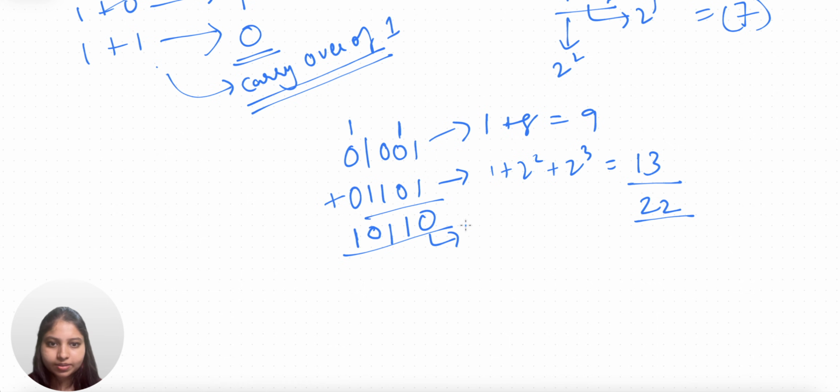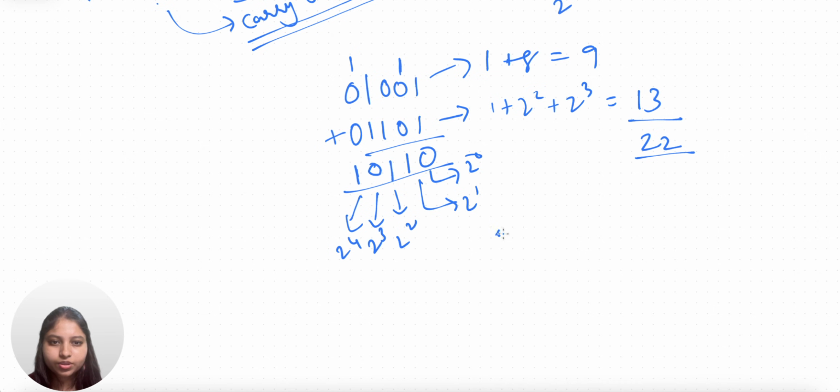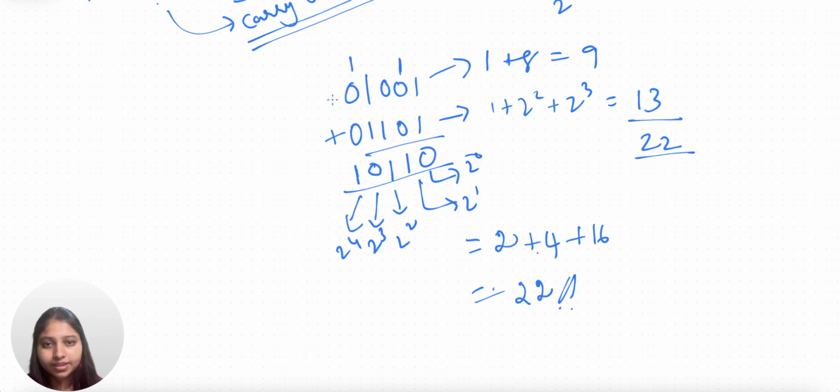So this multiplied with 2 power 0, then 2 power 1, 2 power 2, 2 power 3, and this with 2 power 4. So we have 2 plus 4 plus 16, which is 22. Got it? So by applying the laws of binary addition, we got the exact same number.